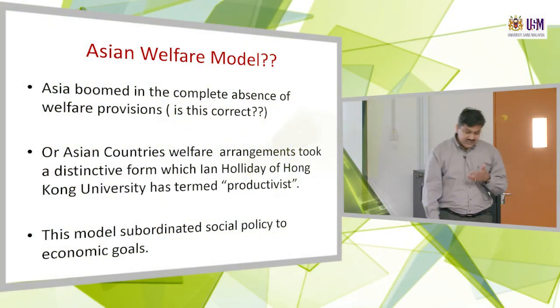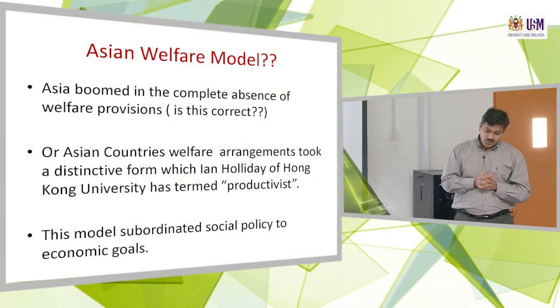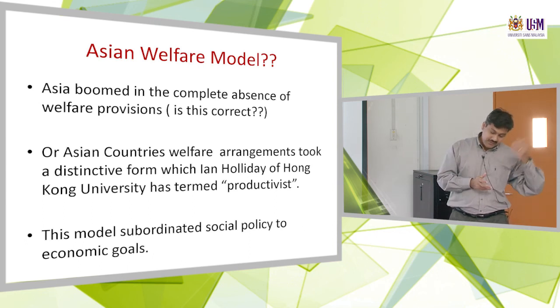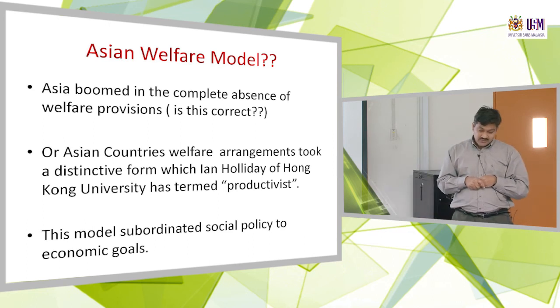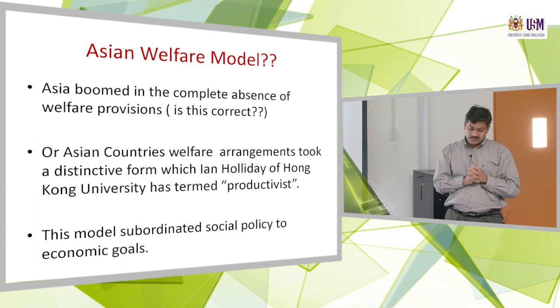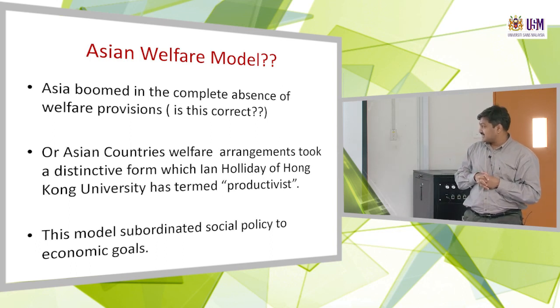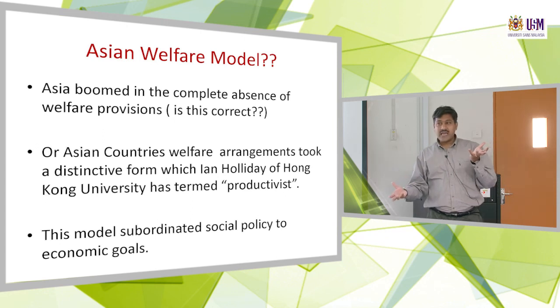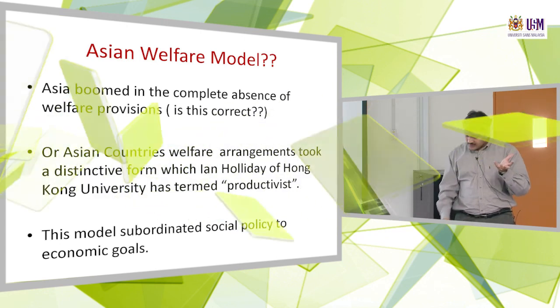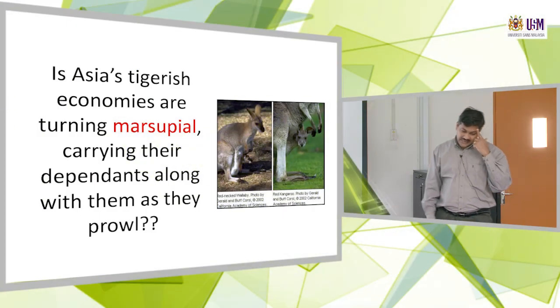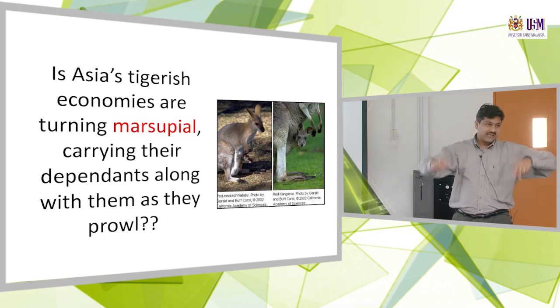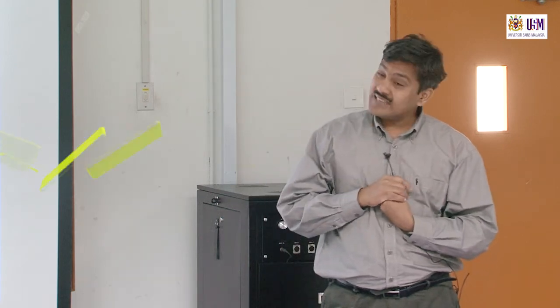So is this an Asian welfare model? Yes. Asia boomed in the complete absence of welfare provisions, maybe 20, 30 years ago. Is that correct? Now, Asian countries' welfare arrangements took a distinctive form, which Ian Holliday of Hong Kong University termed productivist. We will talk about what we mean by productivist, and how you maintain productivism while also caring. The model subordinated social policy to economic goals, as Asia's tiger economies are like marsupials, carrying their dependents along with them. They're prowling, progressing, jumping, making achievements. At the same time, they're taking care of their old people, children, big families, dependents. It's not just achieving economic growth, but there is also social development. Is this possible?